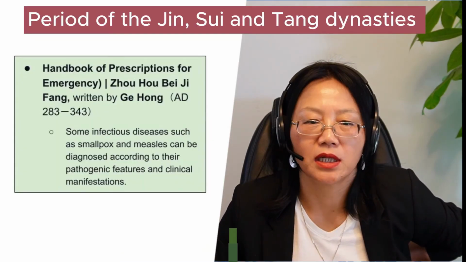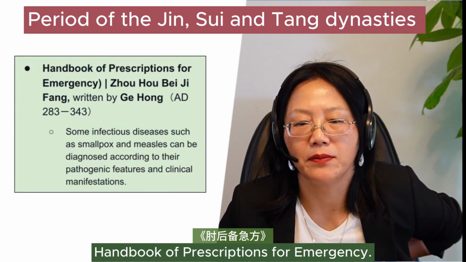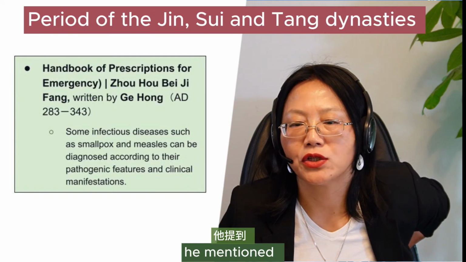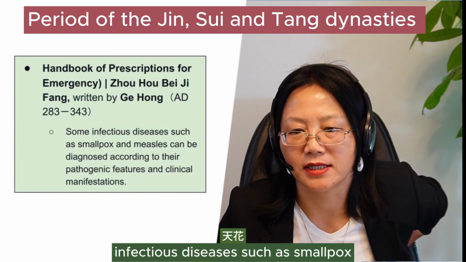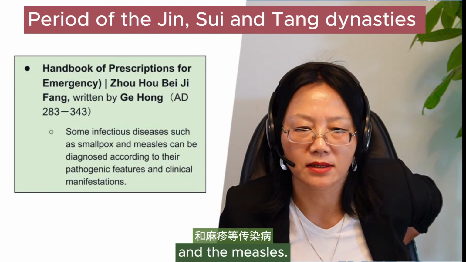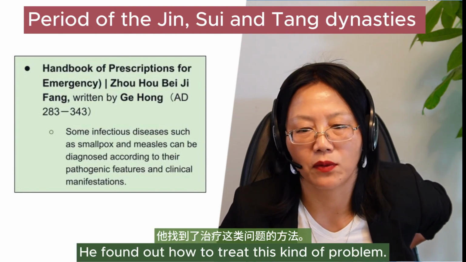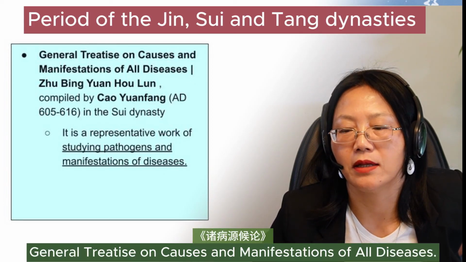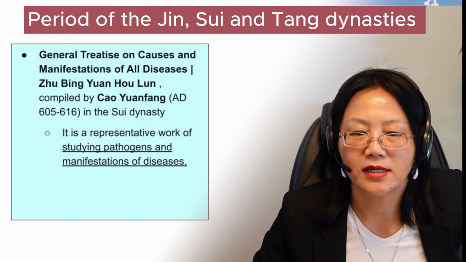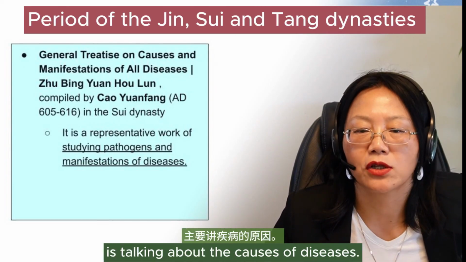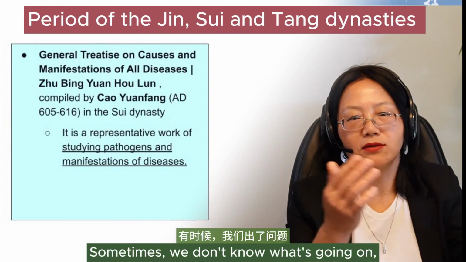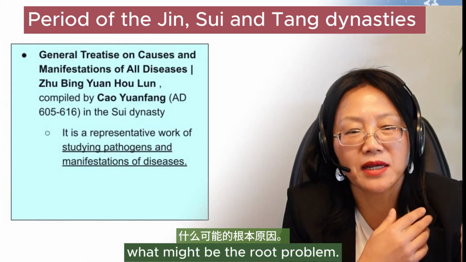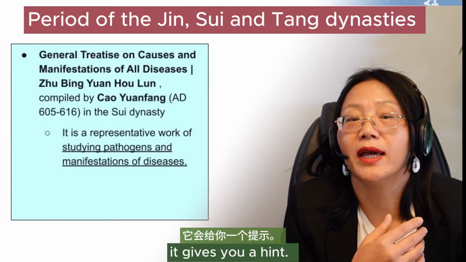Next one would be Ge Hong. He wrote a book, Handbook of Prescriptions for Emergency. In his book, he mentioned some infectious diseases such as smallpox and measles, and found out how to treat this kind of problem. Another one is called the General Treatise on Causes and Manifestations of All Diseases. This one we are still using; it talks about the causes. Sometimes we don't know what's going on, so there's a problem. So we look at this book and say, oh, what might be the root problem? It gives you a hint.